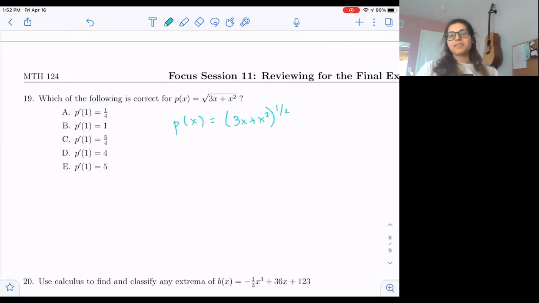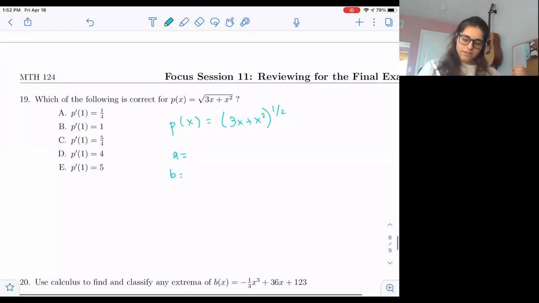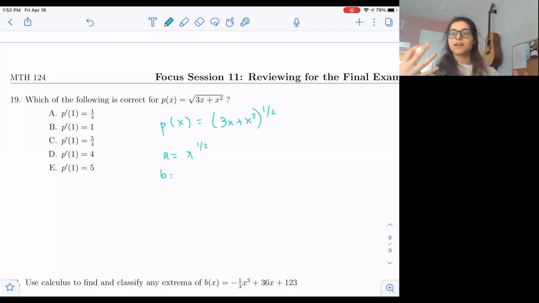Right, now I want to take the derivative. This looks kind of tough. Looks like we have something inside another thing. So I'm going to use the chain rule. So we already did this once today. I'll set one equal to a, one b. And so a is the outside function. Remember, always the first function you do, whatever you label it, is the outside function. That's x to the power of 1/2. Our inside function will be 3x plus x squared. Let's find a prime and b prime. A prime is 1/2 x to the power of negative 1/2. B prime is going to be 3 plus 2x.